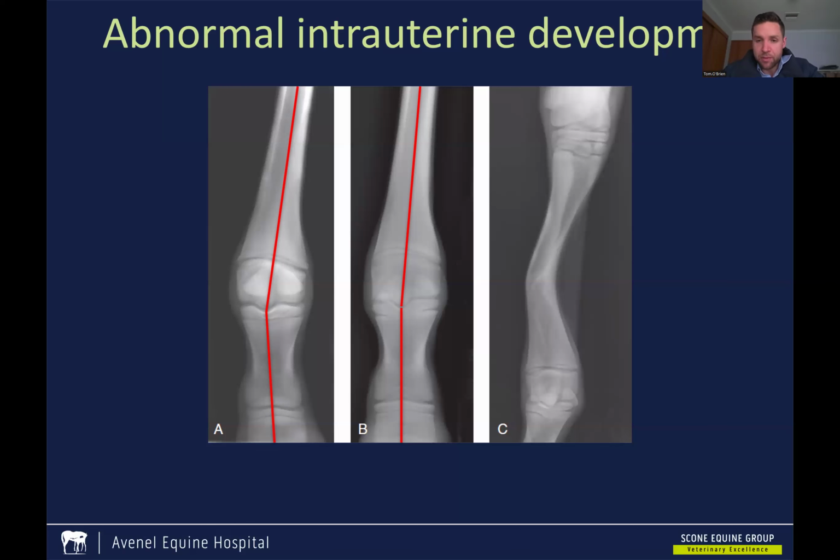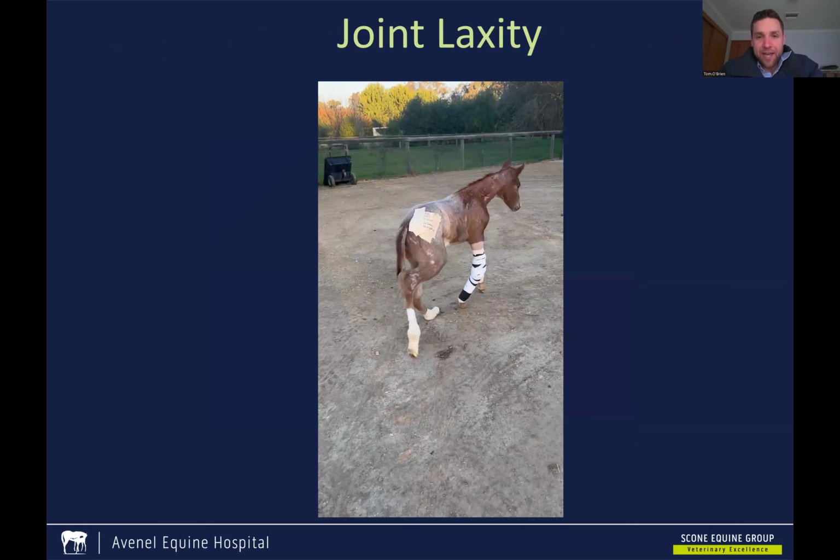And so x-rays can be particularly useful, particularly if examination of the foal is abnormal or suggestive of, hey, there's something going on which is a little bit odd. Joint laxity is an interesting one. I'm sure that you guys have seen a lot of foals that have some degree of laxity through the hock or the fetlock or the carpi, where it predisposes to an angular limb deformity.